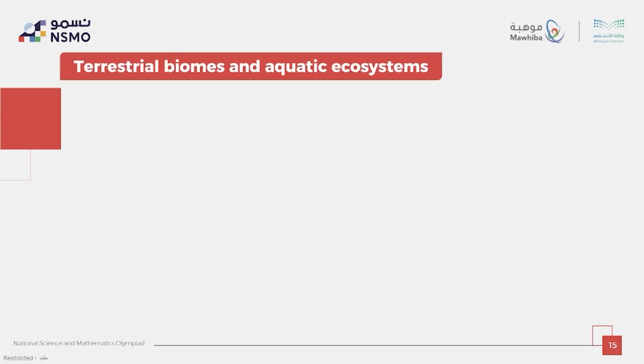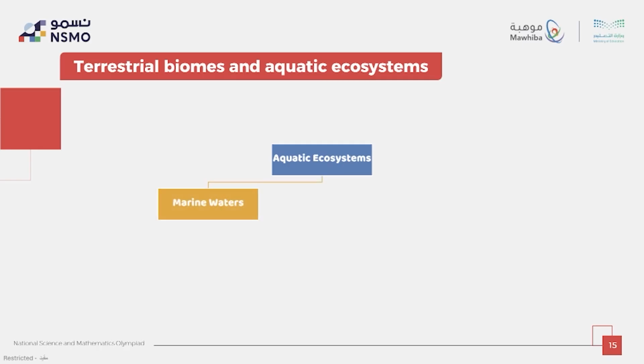Let's talk about aquatic ecosystems. Aquatic ecosystems include environments where organisms live in water instead of land. And it has marine waters. These include oceans and seas. They contain salty water and rich biodiversity like coral reefs and fish.